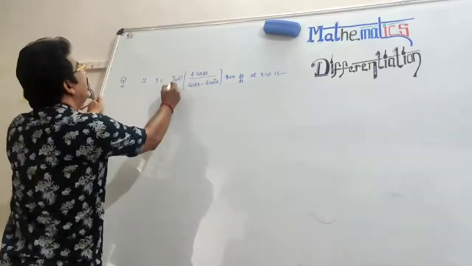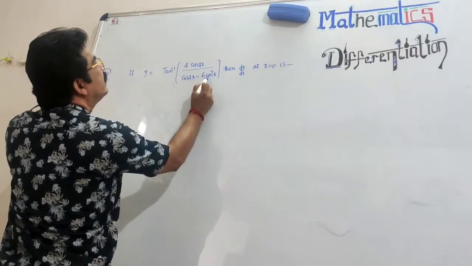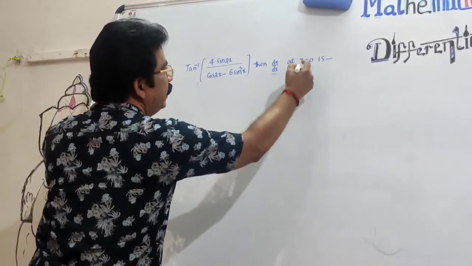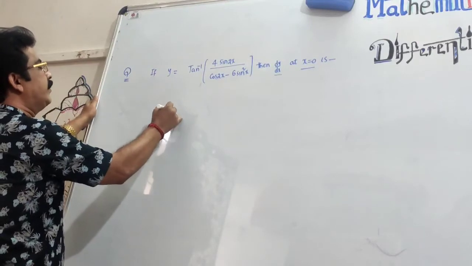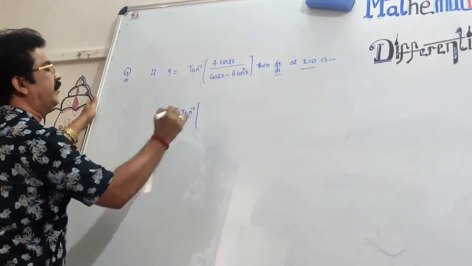Question: if y is equal to tan inverse of (4 sin 2x divided by cos 2x minus 6 sin square x), find the first derivative at x equal to 0. So before finding the derivative, it is better to get the simplest form.